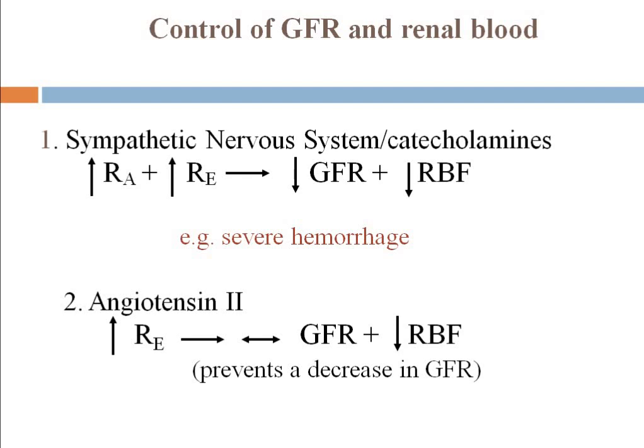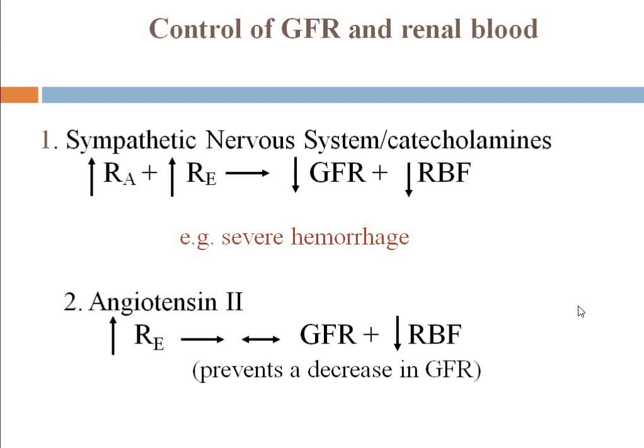Second is angiotensin II. Now this angiotensin II has a preferential role on efferent arterioles. It is not acting on afferent arterioles. It's a vasoconstrictor, so it is increasing the resistance of efferent arterioles. That means it is causing constriction of efferent arterioles. So it is trying to prevent the decrease in GFR, or it helps in maintaining it constant while the renal blood flow is going to decrease.